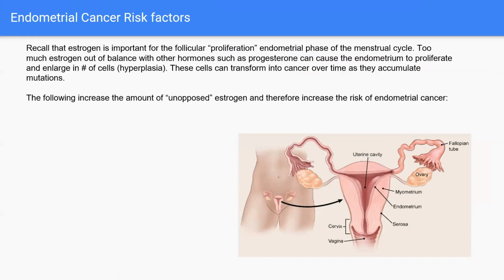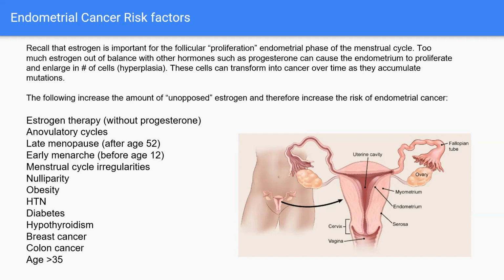So anytime we have estrogen that is unopposed, meaning there's not enough progesterone around with it, or there's just a lot of estrogen, we can have the risk of growing that endometrium when it's not supposed to be. That's hyperplasia, which can eventually turn into cancer if the cells develop mutations. So certain risk factors for unopposed estrogen are the following.